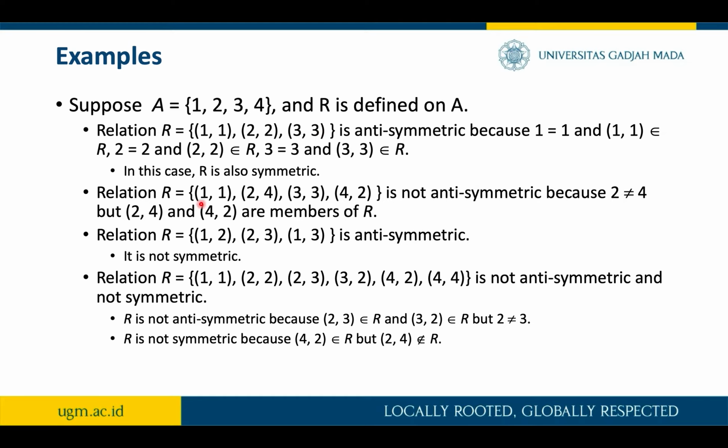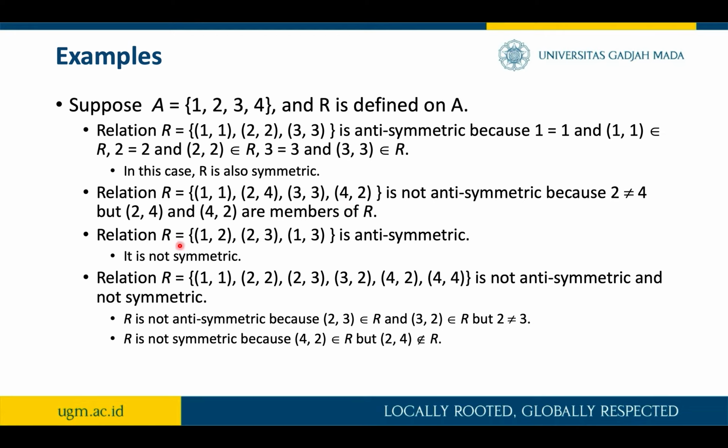Okay, the second one, relation R: (1,1), (2,4), (3,3), (4,2). We have here (2,4) and (4,2). So it's not anti-symmetric, because 2 doesn't equal 4, but (2,4) and (4,2) are both members of R. If it were anti-symmetric, then if (2,4) is a member of R, (4,2) should not be a member of R.